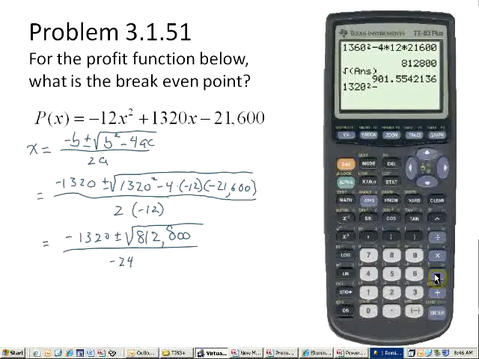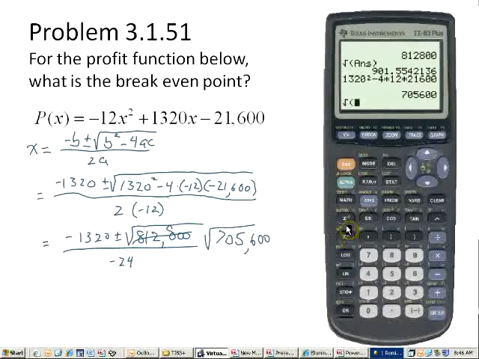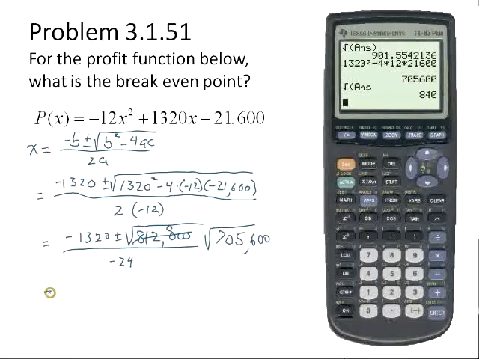So I'm going to have 1320 squared. Then we had that triple negative, so that's going to be minus 4 times 12 times 21,600. And that gives us a new answer. So this one here I need to cross off. This should have been the square root of 705,600. Now we're going to take the square root of that answer, and this time that comes out to 840.